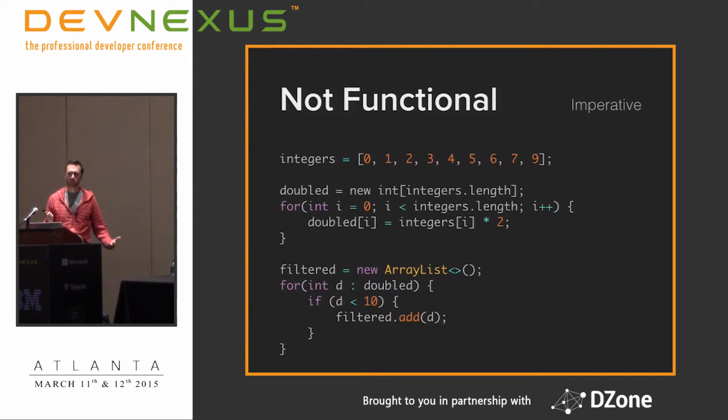And then let's say we wanted to take those values and filter them so we only get the values that are less than 10. Again, we're creating a new collection, we're saying, okay, we want to step through this, and there's a lot of mechanics here that don't really communicate what you're trying to accomplish. It's just the nuts and bolts of how to accomplish it.